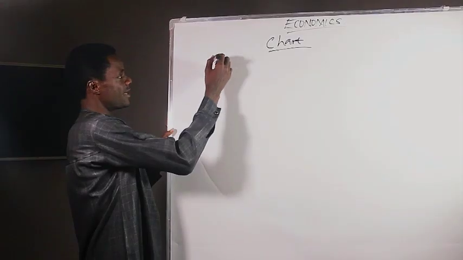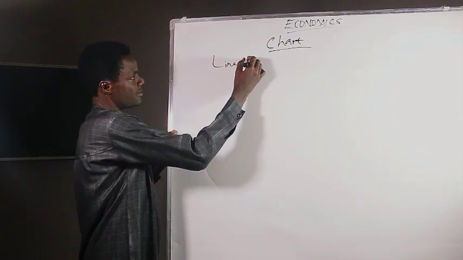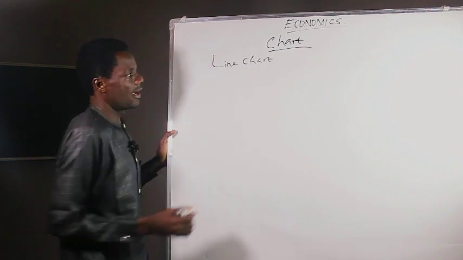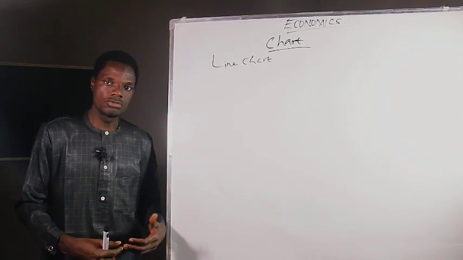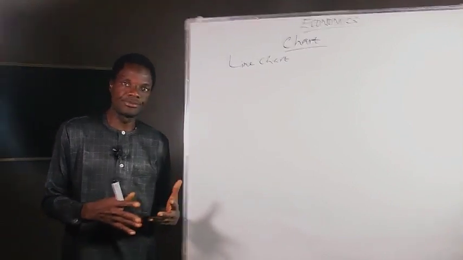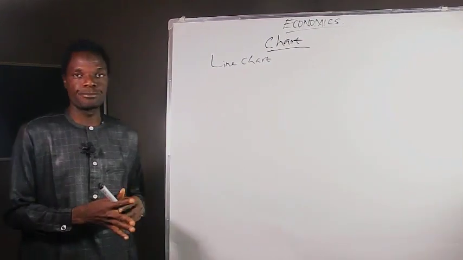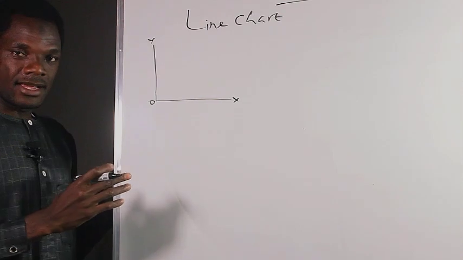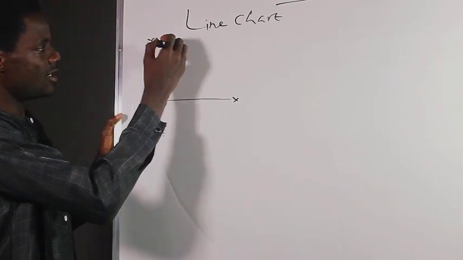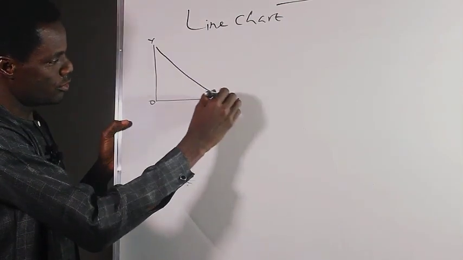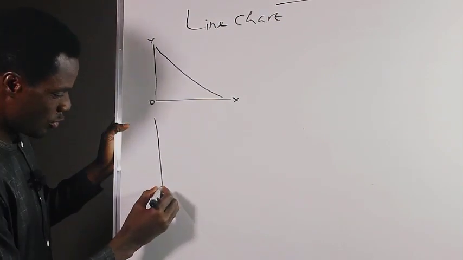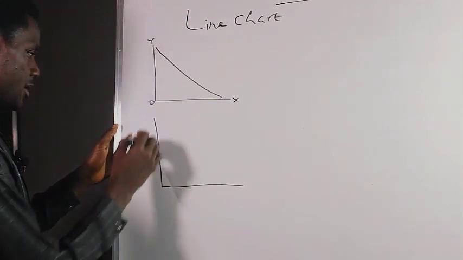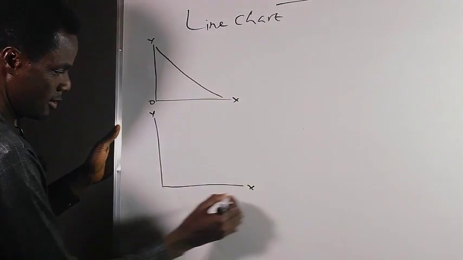Now, apart from the pie chart, we have the line chart. A line chart is another representation of data that we use to make the data visible by using lines. It can take different forms. As we have seen, it can slope downward, as in the case of demand. It can also slope upwards, as in the case of supply.